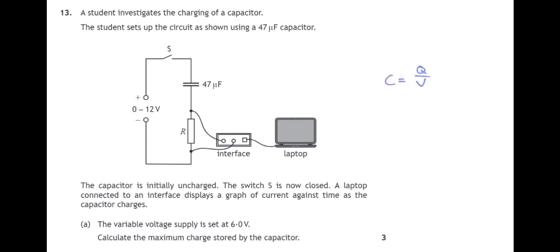So the formula we have in our datasheet is C equals Q divided by V. I usually write it as Q equals CV. I think that's how I learned it when I was a schoolboy myself.